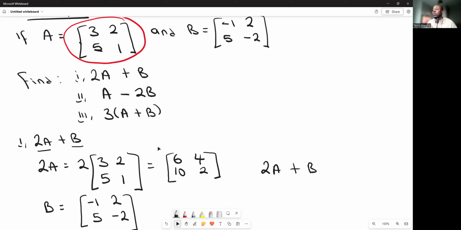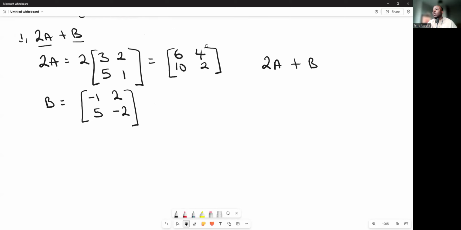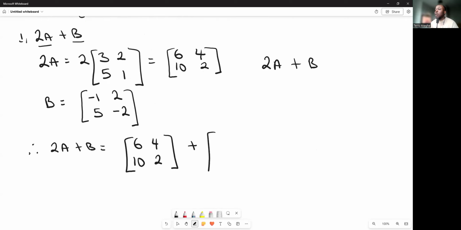So now we're asked to find 2a plus b, all right? So what do you do then? We then have to add it together. So therefore we can now say that 2a plus b, we already know our 2a to be what? 6, 4, 10, and 2. And we know that our b is what? -1, 2, 5, and -2.